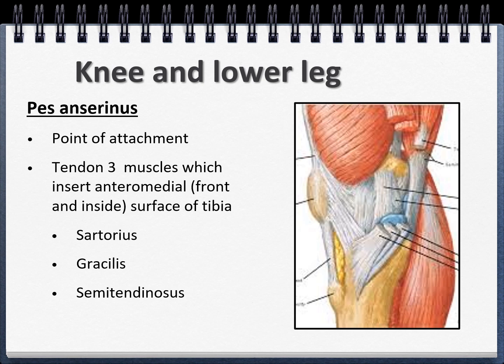So it's at the front and on the inside, so it's anterior-medial surface of the tibia. And this is where your sartorius, gracilis, and semitendinosus attach. So repeat after me, pes anserinus.